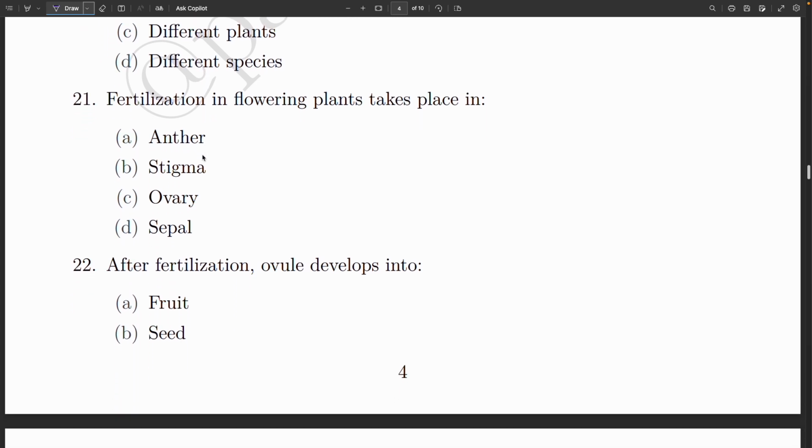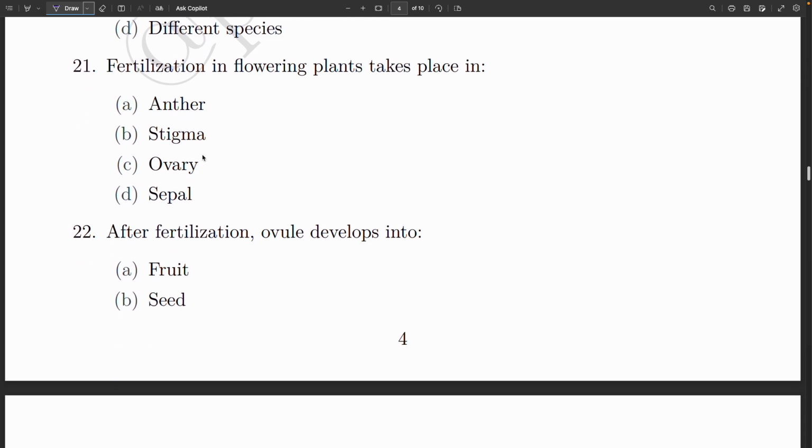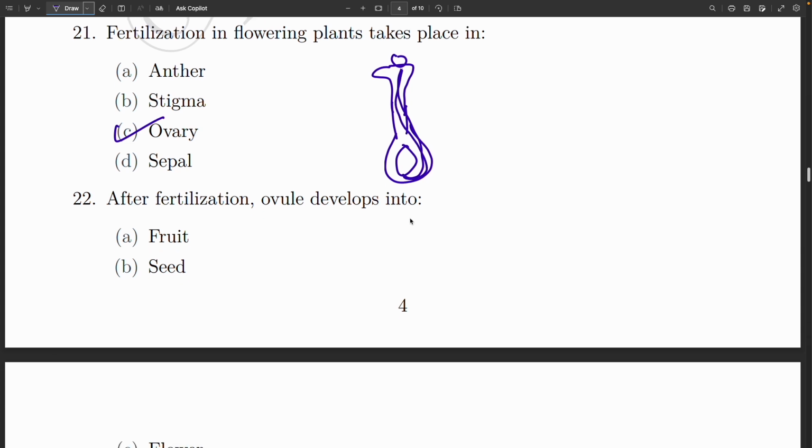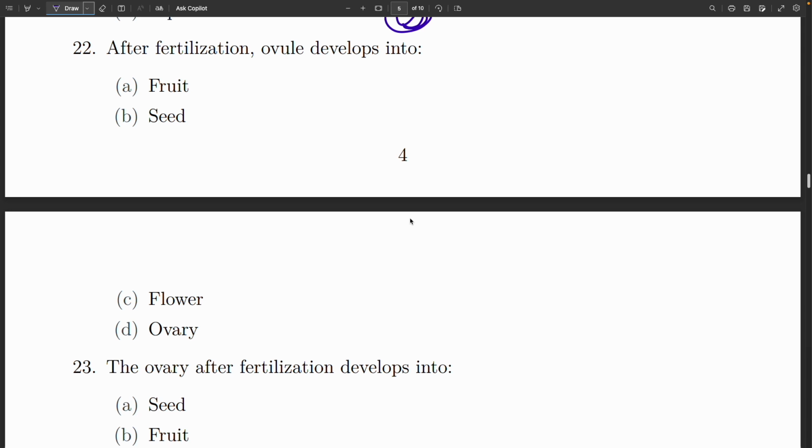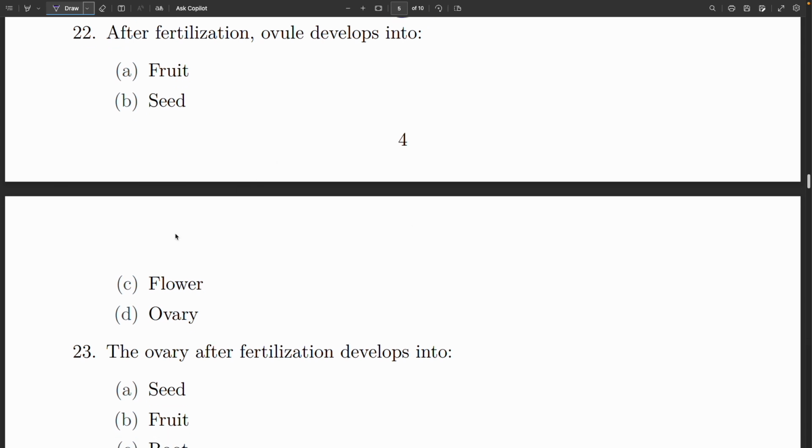Fertilization in flowering plants takes place in. फर्टिलाइजेशन flowering plants में किसमें होता है? तो वो ovary में होगा. देखो ये आपका stigma होता है, यहाँ style जाती है और नीचे ovary होती है. इसी ovary में fertilization होती है जब pollen tube एक pollen grain से निकल करके नीचे की तरफ chalazal end में आकर के इसमें fertilization start करती है. Okay. After fertilization ovule develops into ovary.